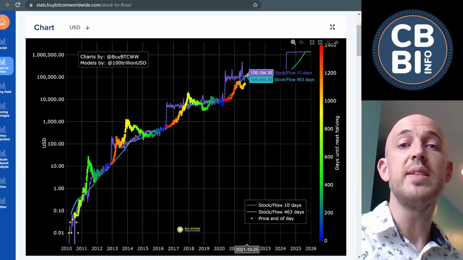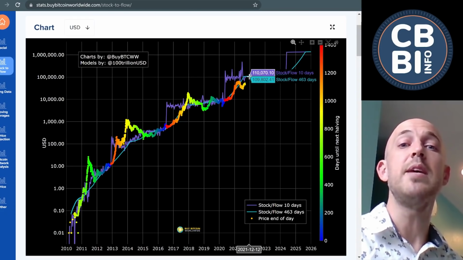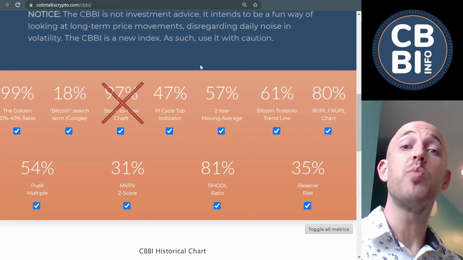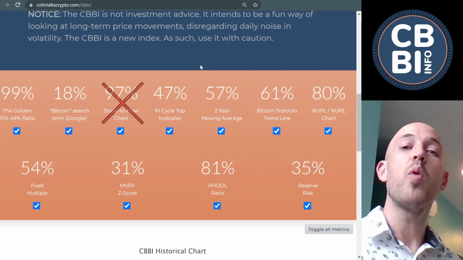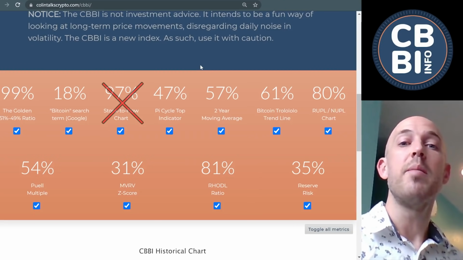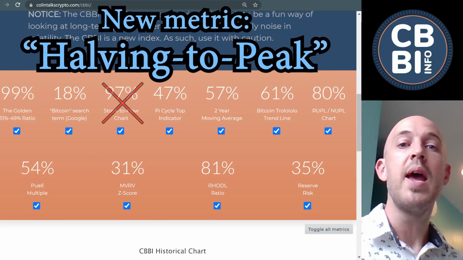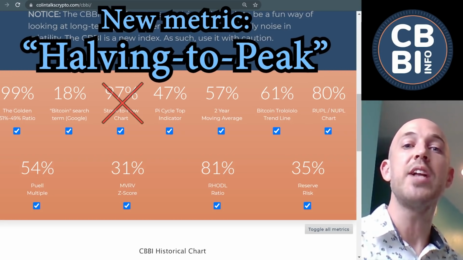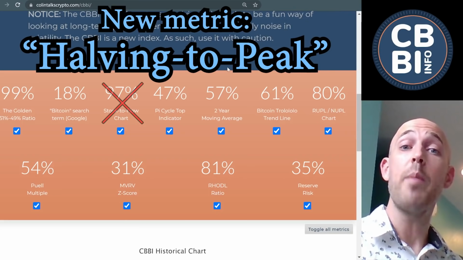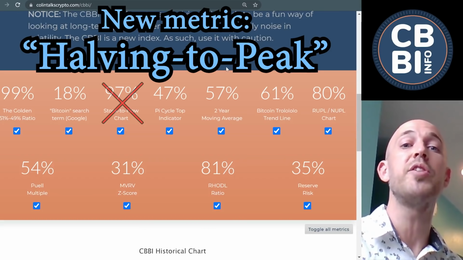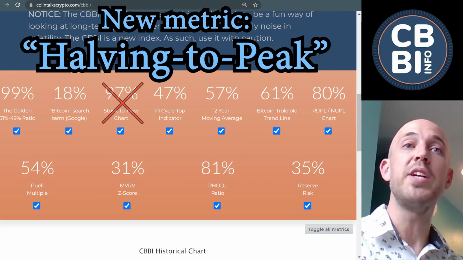And so for those reasons, we are removing this from the CBBI, and this was not without a lot of careful thought. What we are replacing it with is what we feel is a much more valuable and at least a much more likely accurate metric. We're calling it the halving-to-peak metric, H2P, and we're now going to be using it instead of the stock-to-flow. This is a CBBI custom-tailored metric, and I'll explain it briefly here.